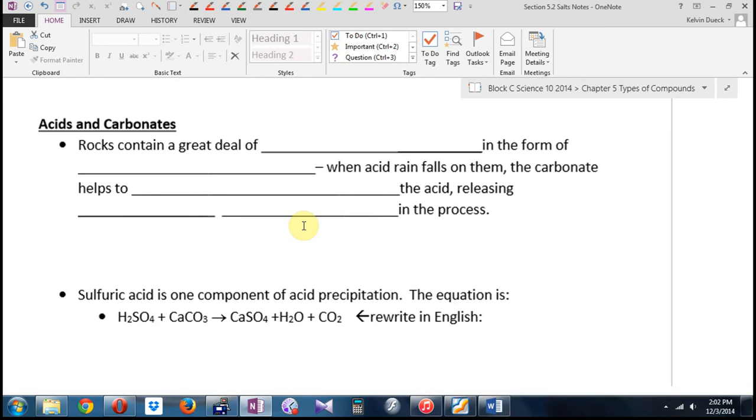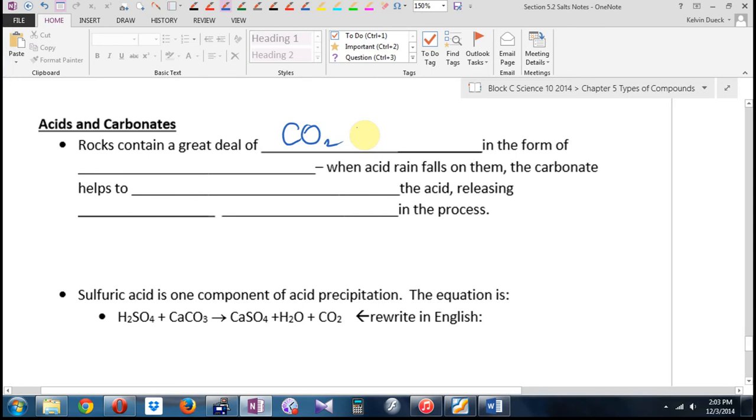Do you have your pink periodic table? On the back, on the polyatomic ions, what's carbonate? CO3. Are there any others that have the word carbonate in them? Or is it just that one? Okay. So these are all what we call carbonates. Turns out rocks contain a great deal of, what's CO2? Carbon dioxide. Can I use that as an abbreviation for the rest of the year? Okay.